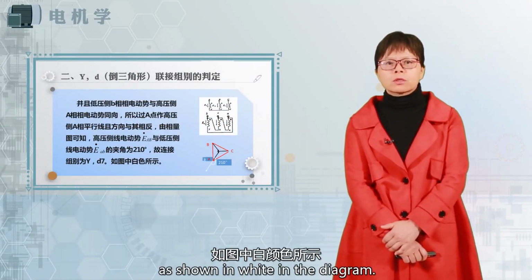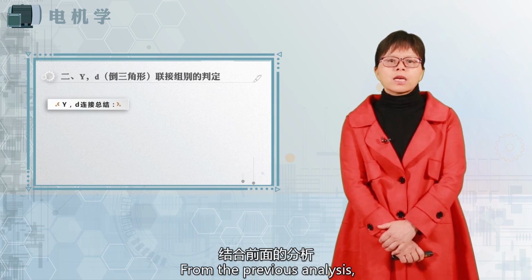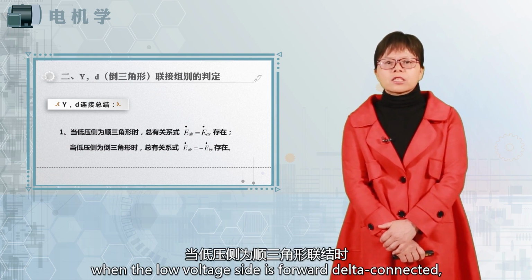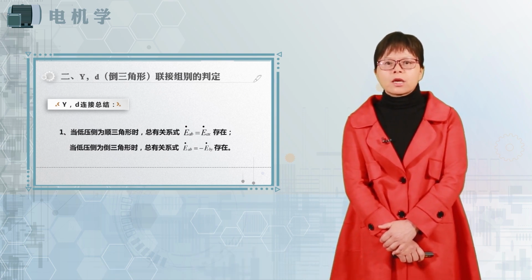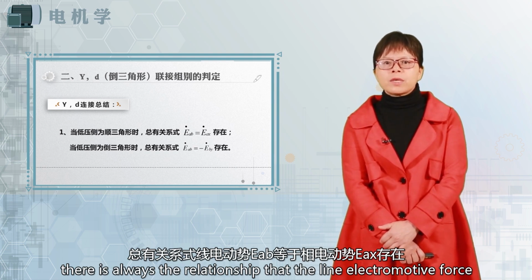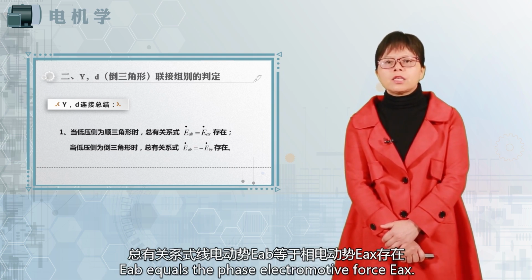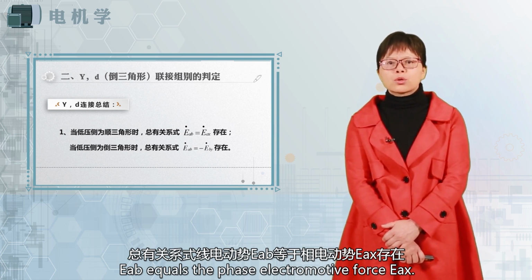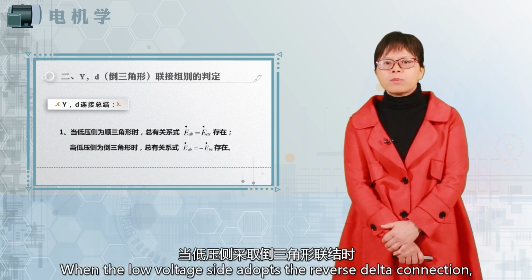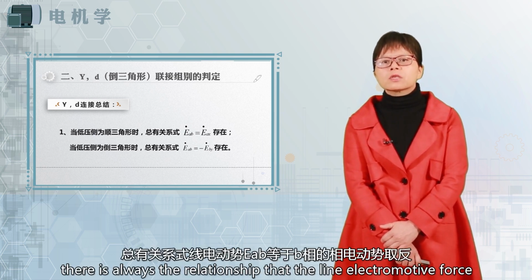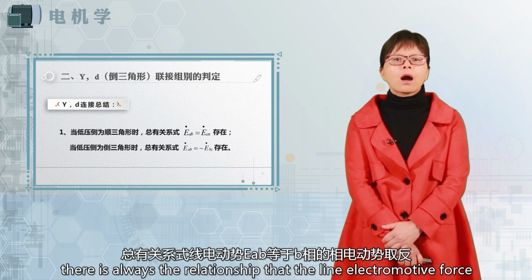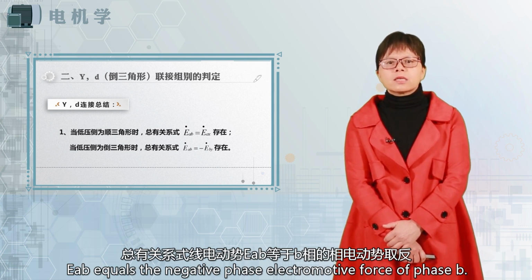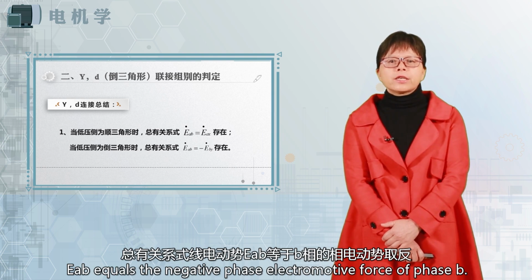As shown in white in the diagram, from the previous analysis, we can draw the conclusion. When the low voltage side is forward delta connected, there is always the relationship that the line electromotive force EAB equals the phase electromotive force EAX. When the low voltage side adopts the reverse delta connection, there is always the relationship that the line electromotive force EAB equals the negative phase electromotive force of phase B.